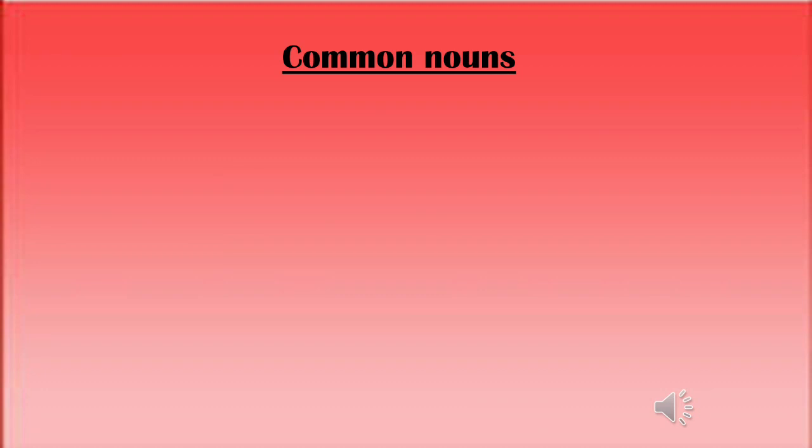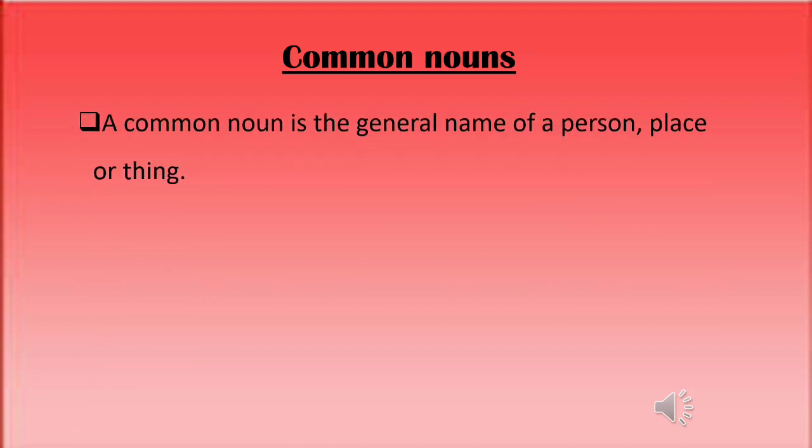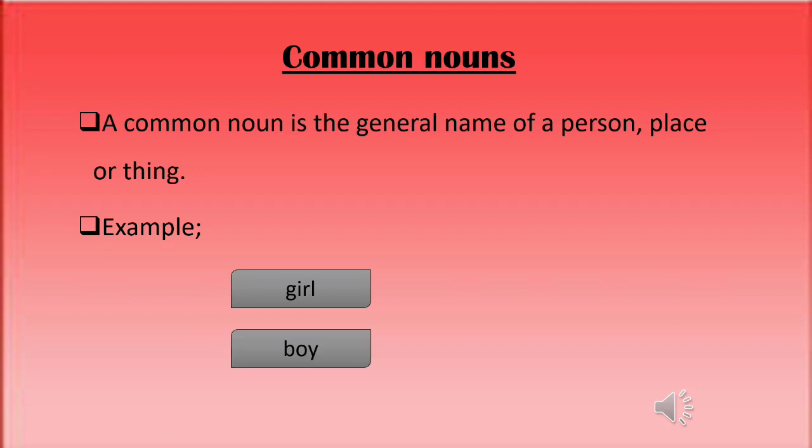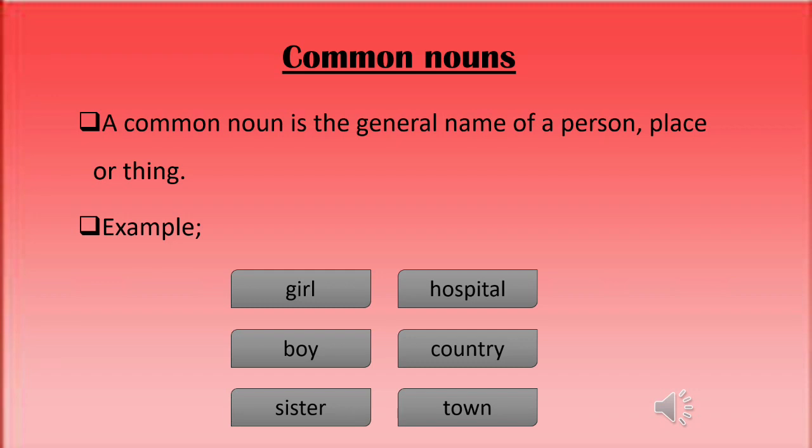So now I am going to tell you about common nouns. A common noun is the general name of a person, place, or a thing. If it is a common noun, we don't know about whom we are referring because it is not specific, it is general. For example, girl, boy, sister, hospital, country, town. If we say hospital, we don't know which hospital that is, right? So these are some examples of common nouns.